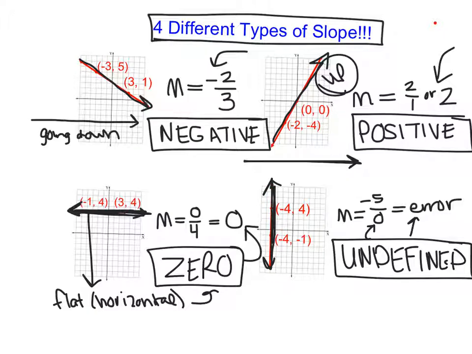But an undefined slope, I couldn't walk up this line because it's not possible to turn my body fully parallel to the ground and walk straight up into the air. I would fall. So because of that, we can't define that slope because it's not something that we could actually measure and walk on. So those are our 4 types of slope. You should be able to identify a negative slope, a positive slope, a 0 slope, and an undefined slope.